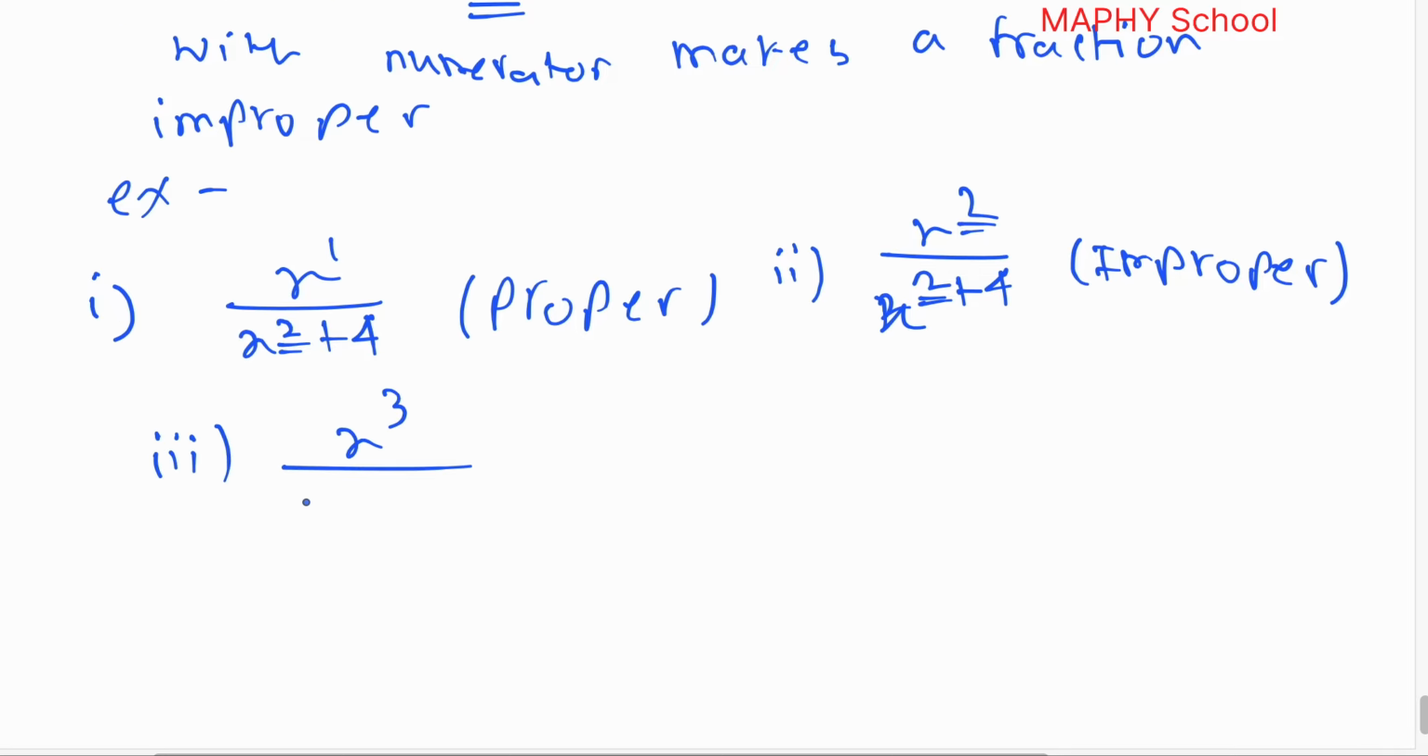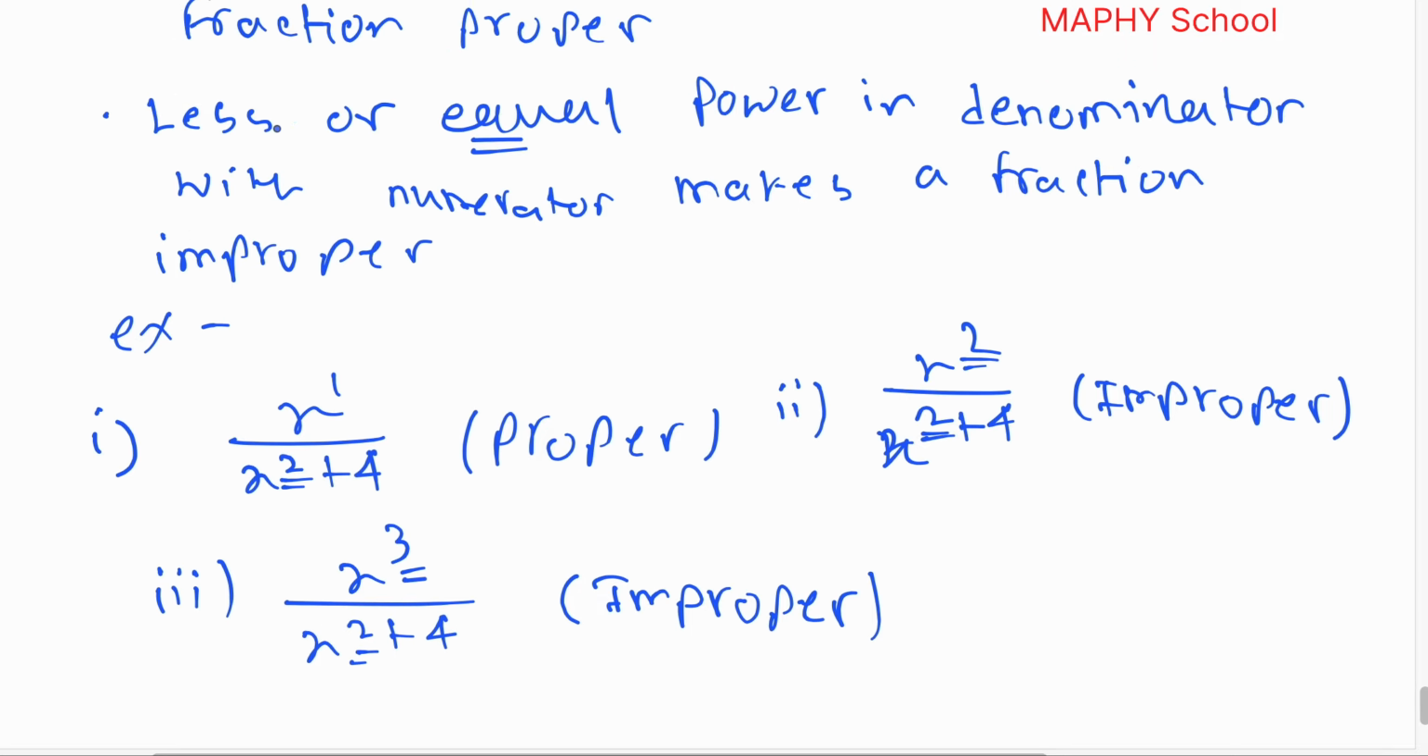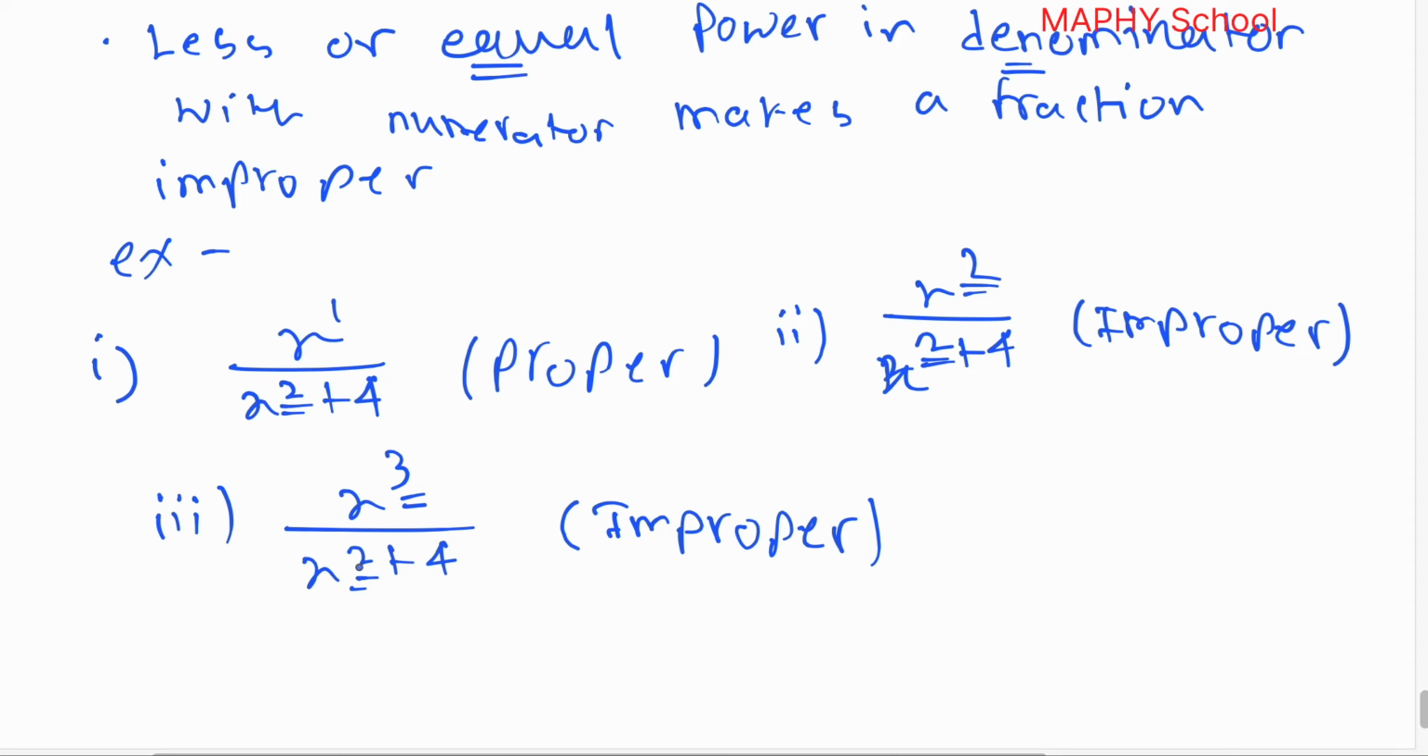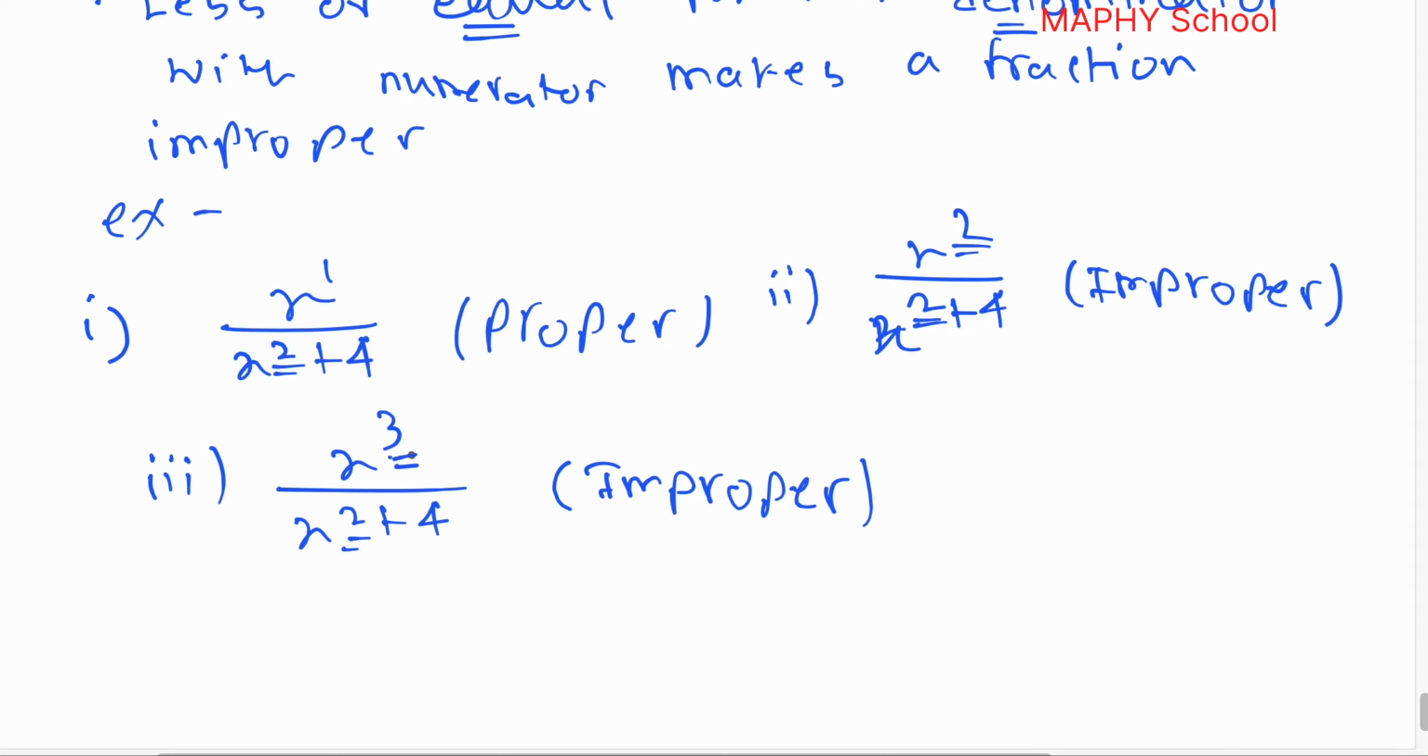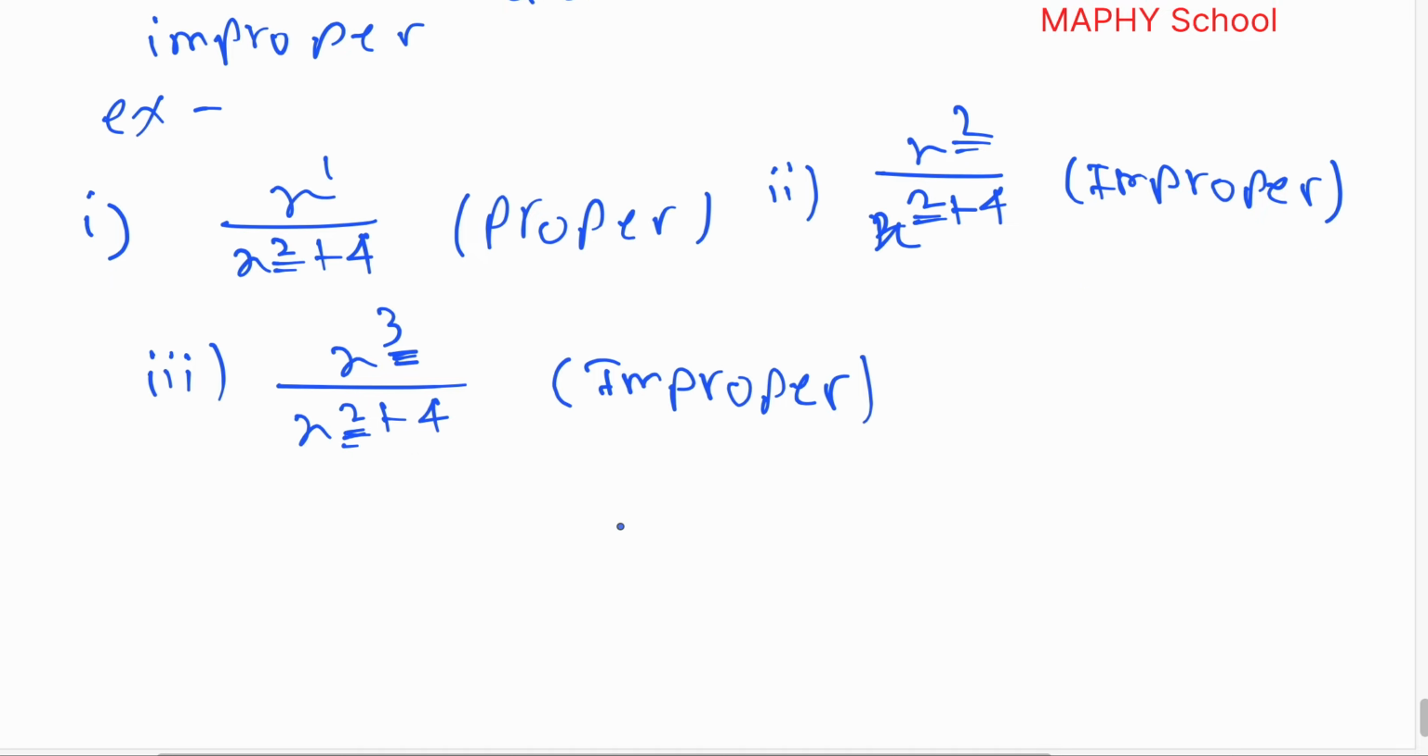x cube divided by x square plus 4. It is also improper. Why? Because the power of the numerator is greater than the denominator. We can say less power in the denominator compared with the numerator. That means the power of the numerator is greater than the denominator. So it is improper.